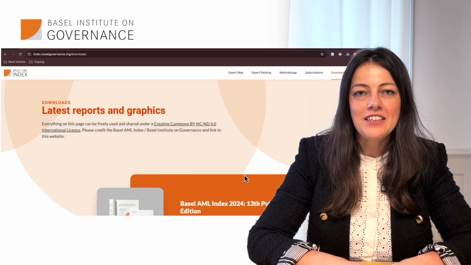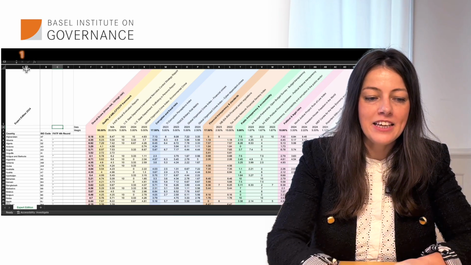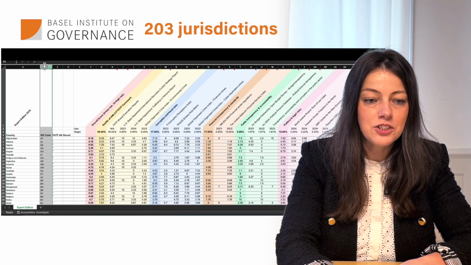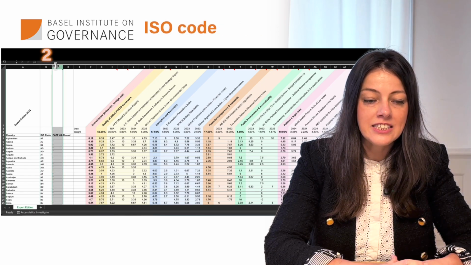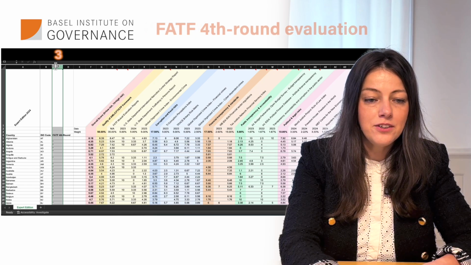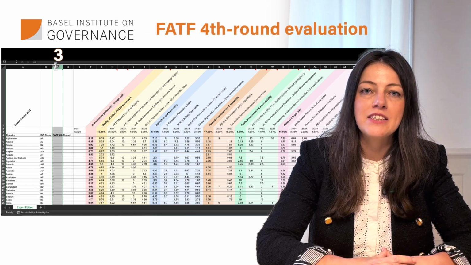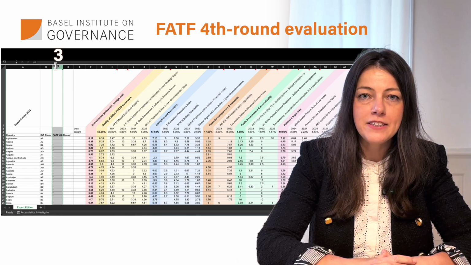So let us look at the Excel table that you are getting with the Expert Edition standard. The table covers, in the first column, the name of the country, 203 jurisdictions. The second column is the two-letter ISO code. The third column reflects whether the jurisdiction has been assessed with the latest fourth round evaluation of FATF or not.